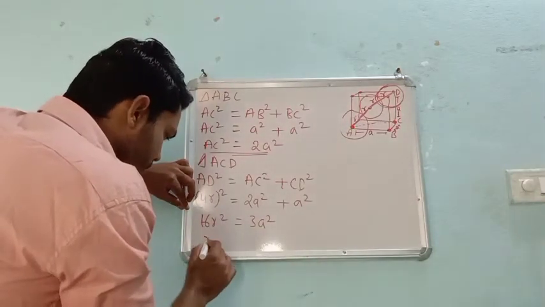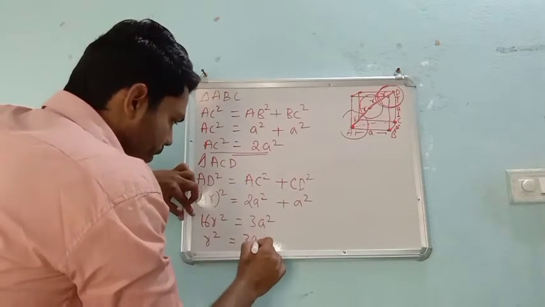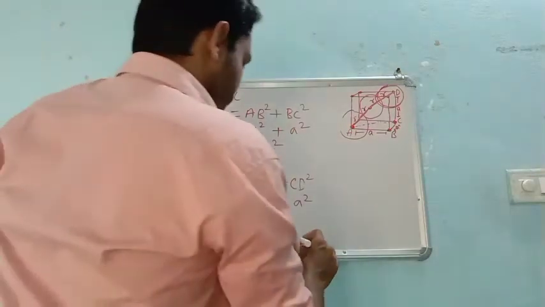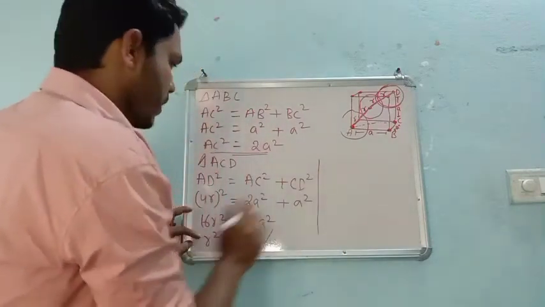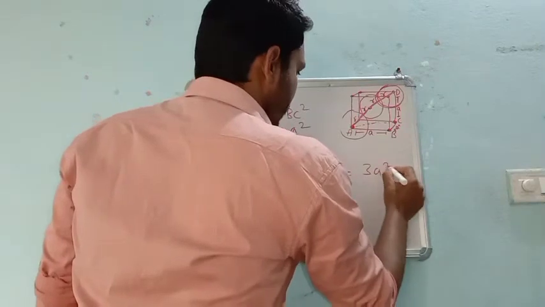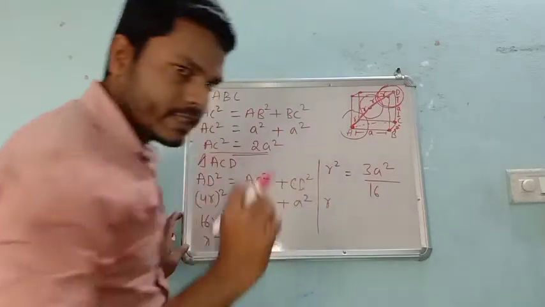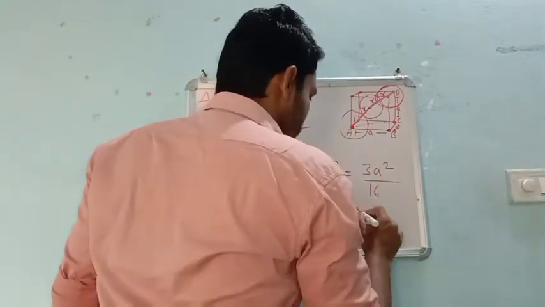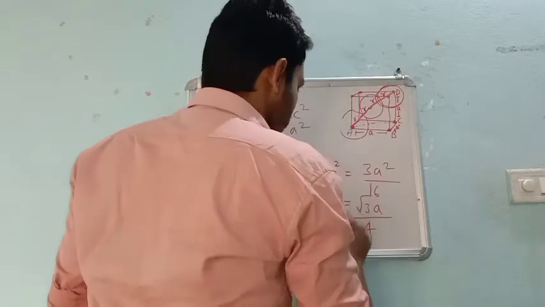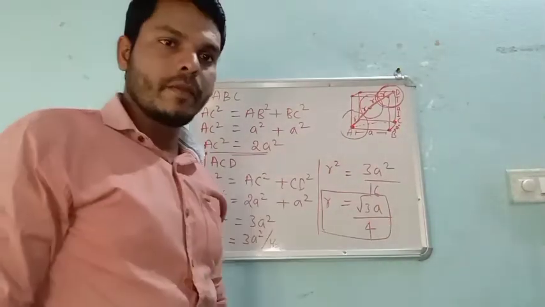3A square. So now what do we require? We require the R value. So R square is equal to 3A square divided by 16. So now we need just R. Thus R is equal to root 3 A divided by 4, since 4 4s are 16. So this is our R value, root 3 A divided by 4.